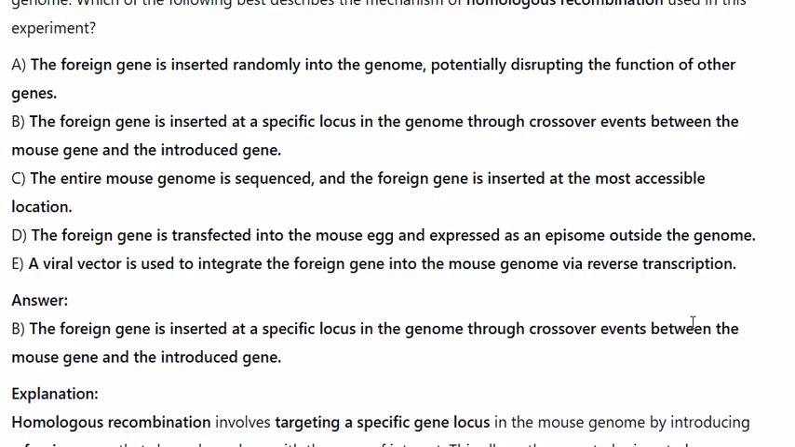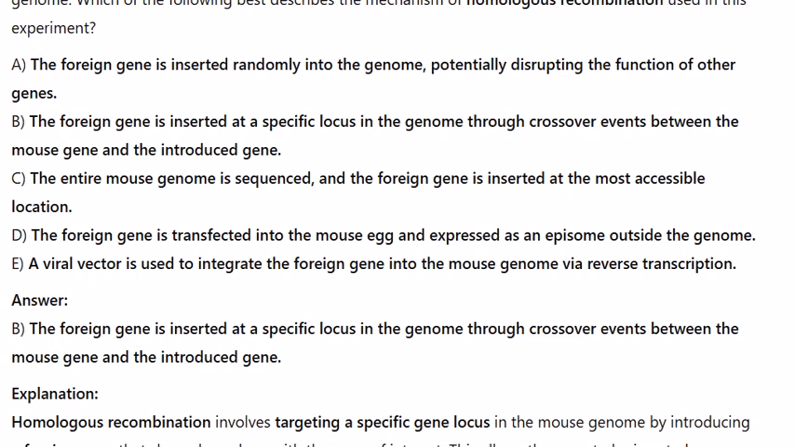Answer: B. The foreign gene is inserted at a specific locus in the genome through crossover events between the mouse gene and the introduced gene. Explanation: homologous recombination involves targeting a specific gene locus in the mouse genome by introducing a foreign gene that shares homology with the gene of interest.